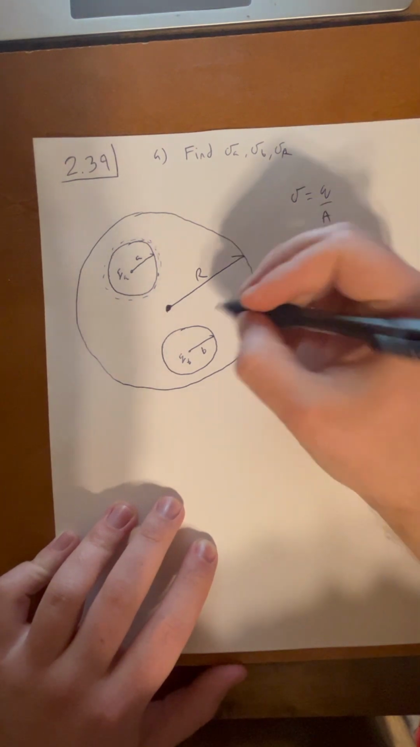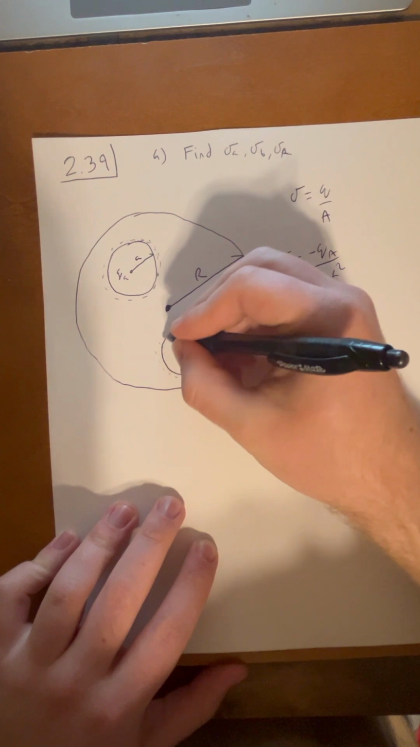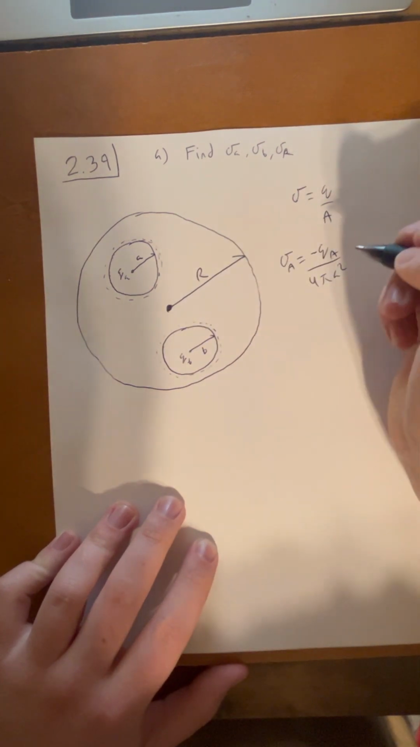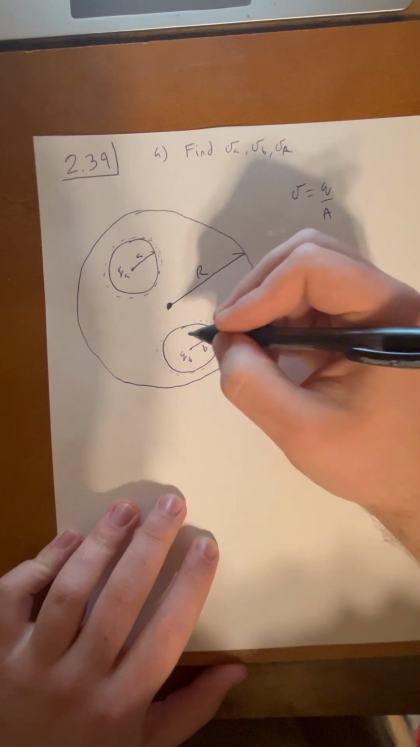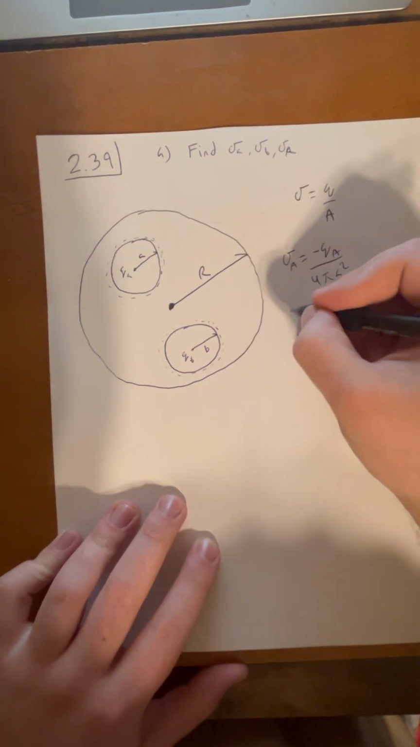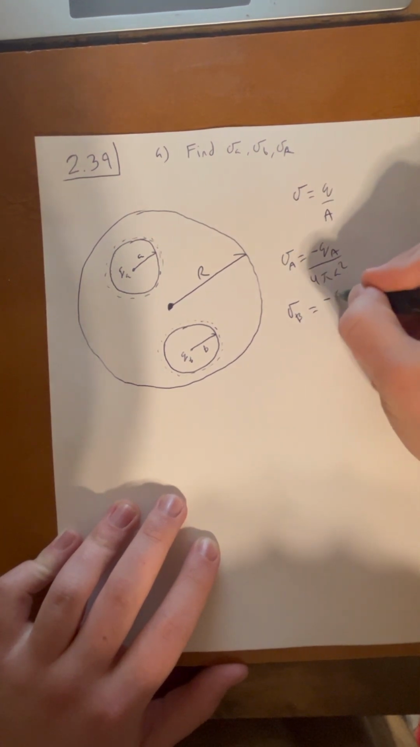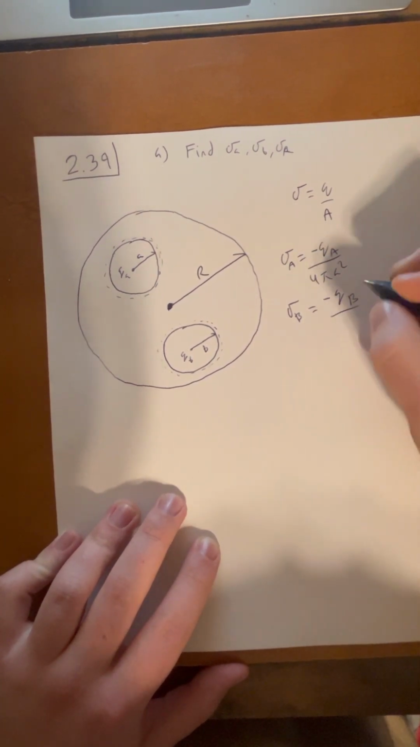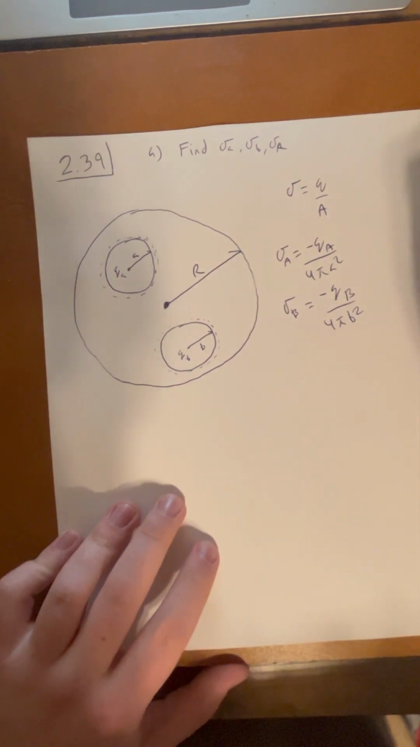And the same holds true for QB. QB is also inducing an opposite, or at least we don't know if it's negative, but we know it's an opposite charge around the surface here to deal with this point charge. So sigma B is very simply negative QB over 4 pi B squared.